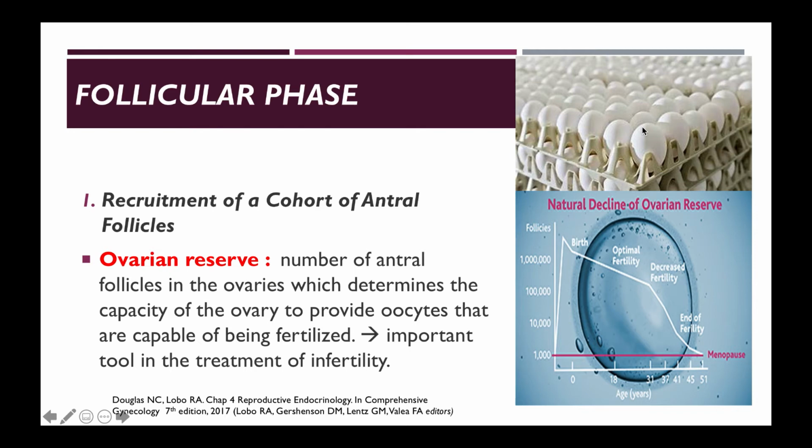Okay? So, as I've already mentioned a few slides back, at birth, we are only endowed a finite number of follicles. Okay, so it's about 3 to 4 million follicles. Now, as we age, as you can see in this graph, our ovarian reserve also decreases until it reaches that critical level where there is already the end of fertility, and that is what we call the menopausal stage.